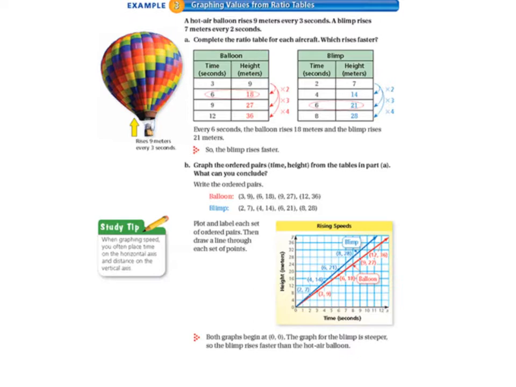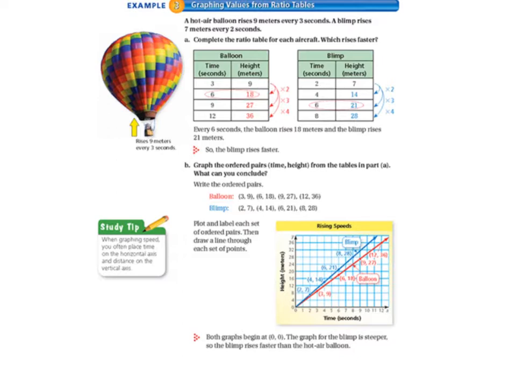rises 7 meters every 2 seconds. So for the first entry, we can see that the time is 2 seconds and the height is 7. And the second entry, it doubles. So the time is 4 seconds and the height is 14. And then every time it goes up by 2 seconds, the height goes up by 7. So that's how that is filled in.